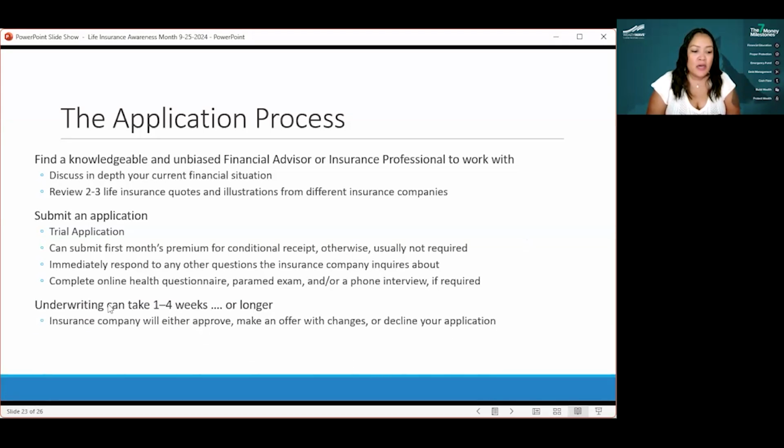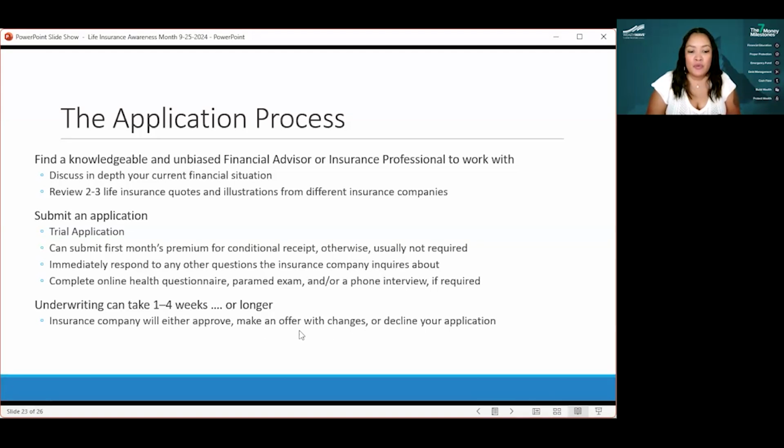All right. So that underwriting can take 1 week, 4 weeks, maybe longer. It really depends on the insurance company. I've seen policies get approved actually in less than a week, like literally 4 days. So it depends on the insurance company, and they will either approve your application as you applied for, so you know your costs, you know exactly what you're getting.